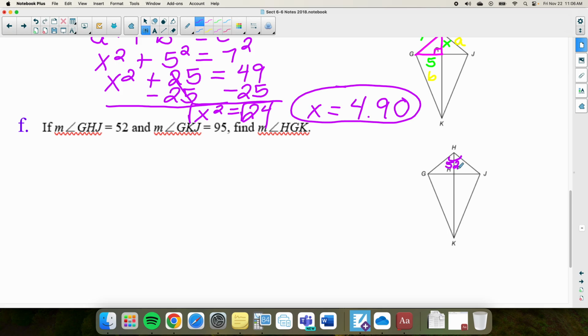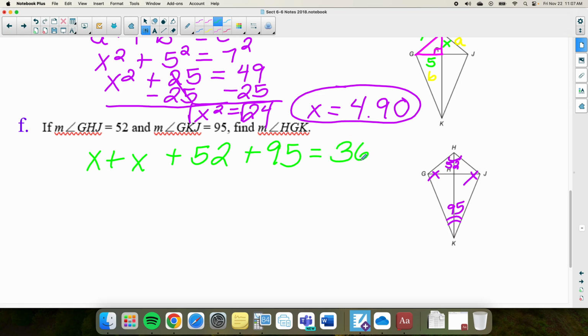And GKJ right here is 95. If these two are not equal, that makes these two equal. So again, you could add 52 and 95 together, subtract from what? Do you remember? 360. And then you have 2 that would equal that, so you divide by 2. But if that's hard or you won't remember that, just go x plus 52 plus 95, and the four angles of a four-sided figure add up to 360.